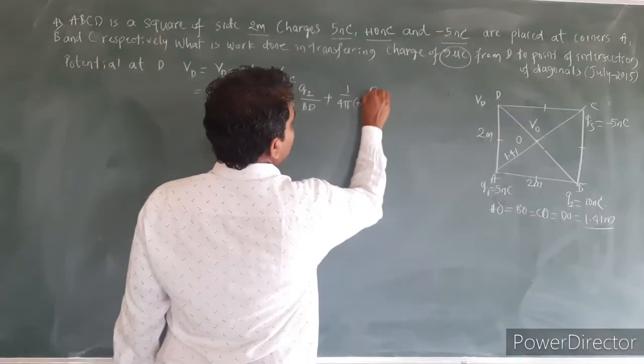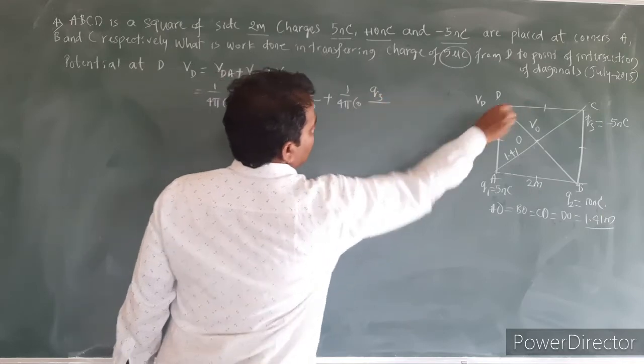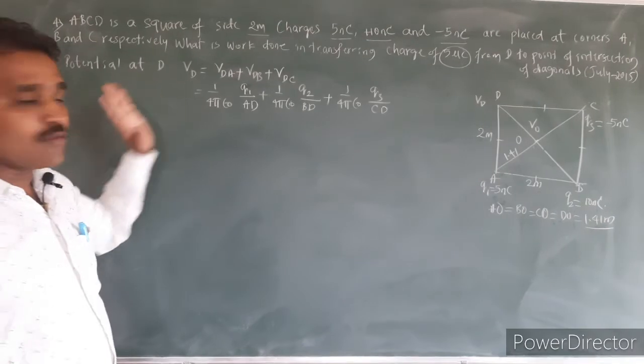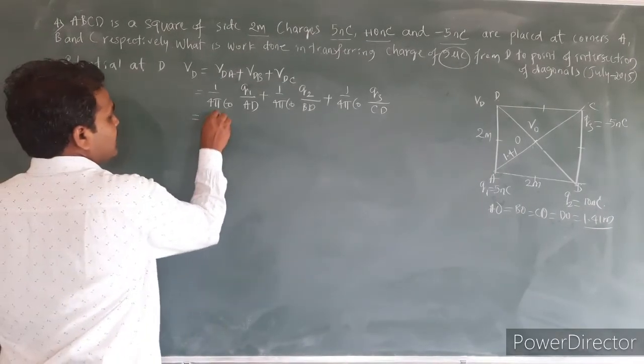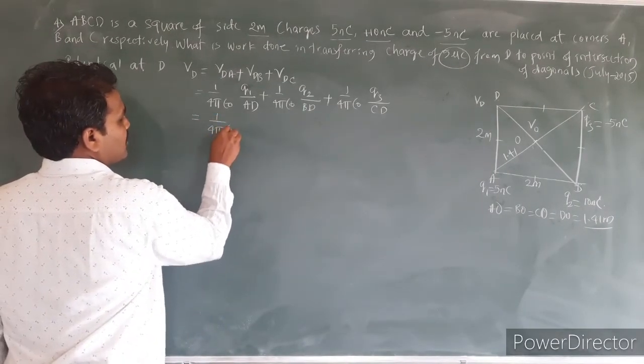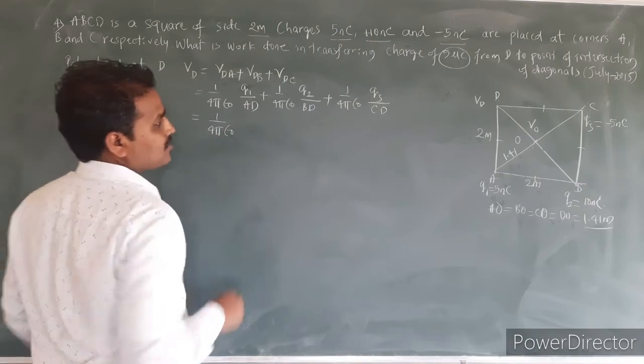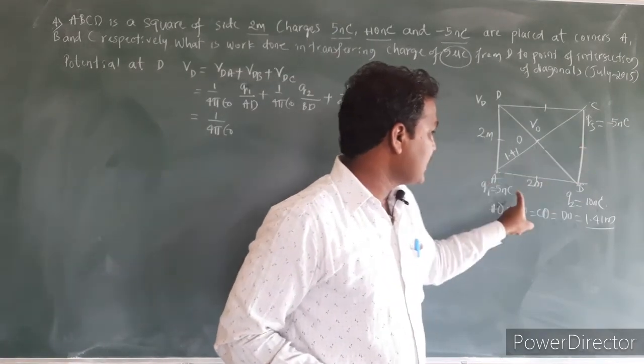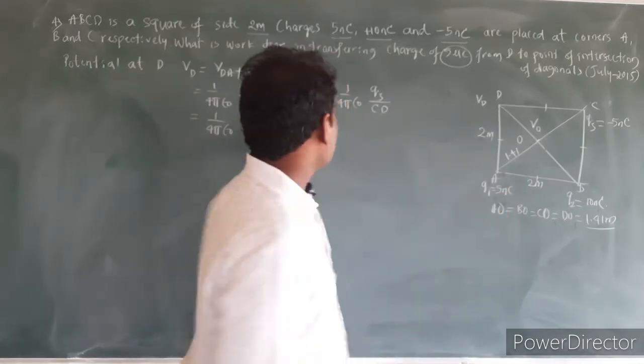What is that charge? Q3 divided by what is the distance? That is nothing but CD. In this I can take 1 by 4 pi epsilon naught outside. Let me substitute the values. All values are in nanocoulombs, so I can take 10 to the power minus 9 also outside.